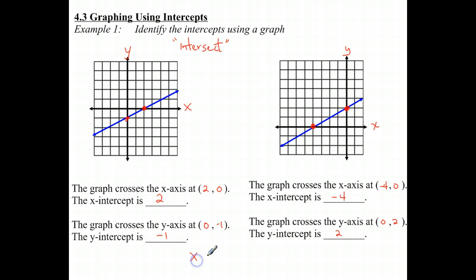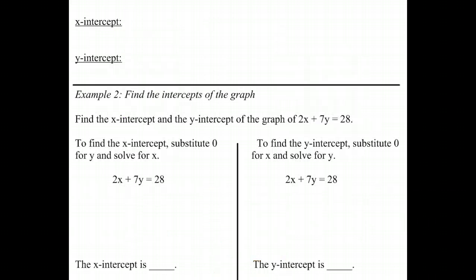Notice that your x-intercept is always going to be on this line. Therefore, I will have an x-coordinate, but my y-coordinate will always be 0. Likewise, my y-intercept, because it's always going to be on my y-axis, it will have a y-coordinate, but my x-coordinate will always be 0. Let's copy down some definitions.